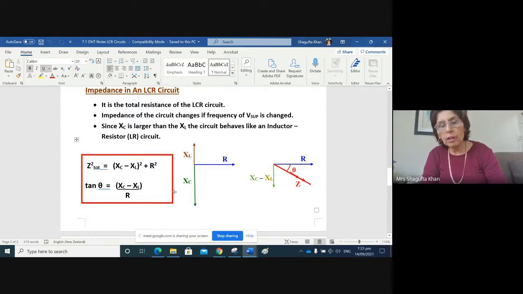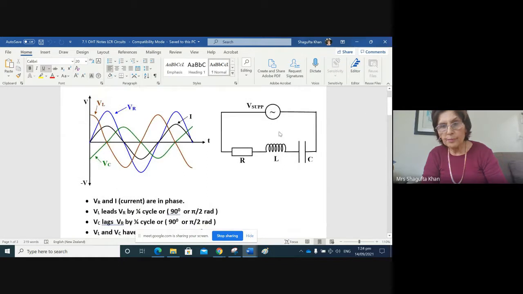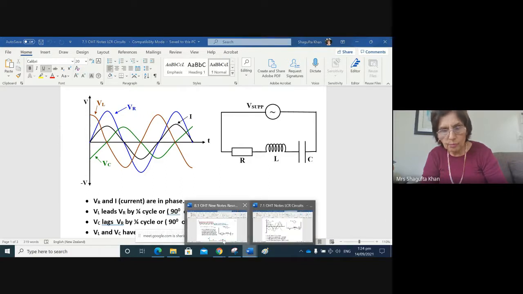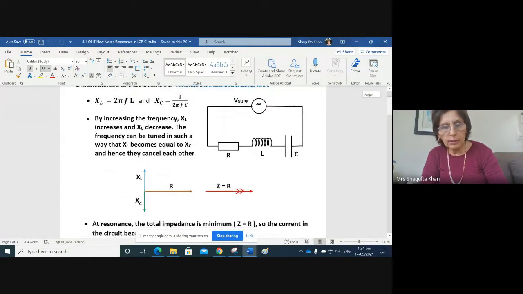So in resonance, what we will look at is that by changing the frequency of the supply, the reactance of this one and the reactance of that one changes. So in resonance, we see what happens when XL and XC are exactly equal. So if I could bring my other set of notes. Okay. So now, if we increase or decrease the frequency in such a way that XL and XC are exactly equal, they cancel each other.